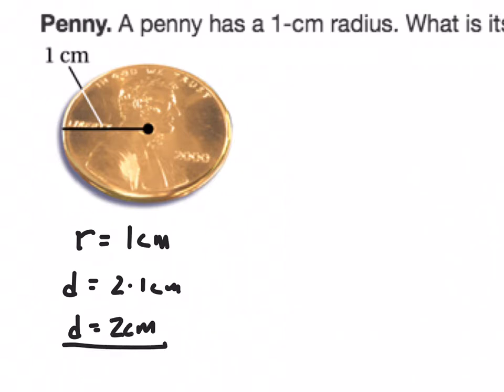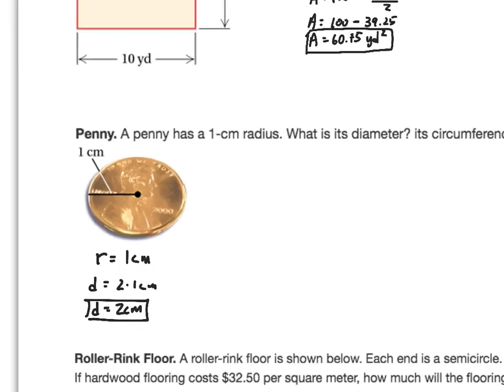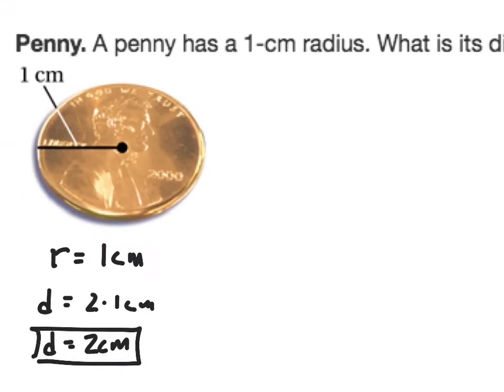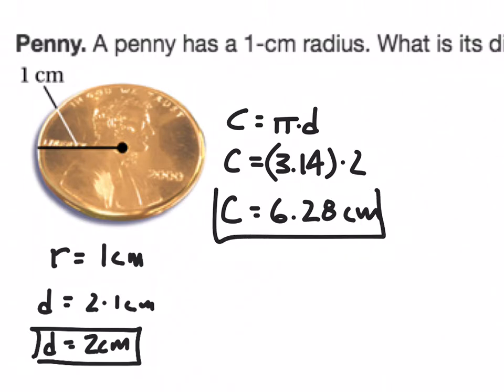Okay, and that's it. All right, so diameter is 2 centimeters. We want to find the circumference, and let's use 3.14 for pi. So our circumference is equal to pi times the diameter. Okay, and so we're going to do 3.14 times 2, and that's going to give us 6.28 centimeters. Okay, and so that's our circumference.